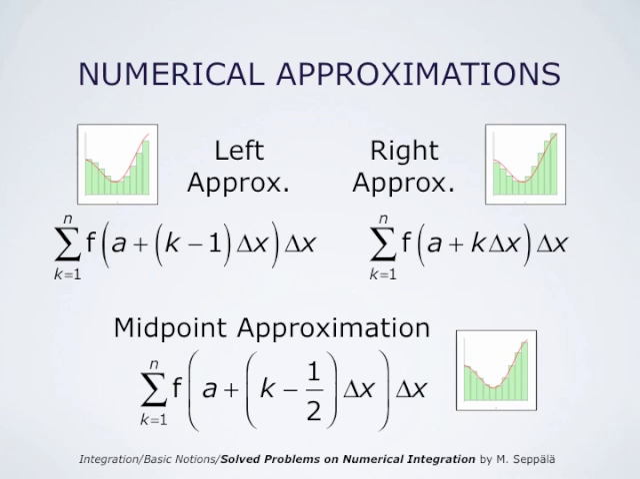Then we have the midpoint approximation, in which the point tk is the midpoint of the corresponding kth subinterval, that is the point a plus k minus 1/2 times delta of x, times delta of x. And here this Riemann sum corresponds to the areas of the rectangles whose height is the value of the function at the midpoints of these subintervals.